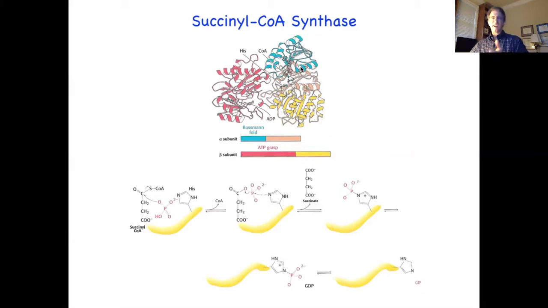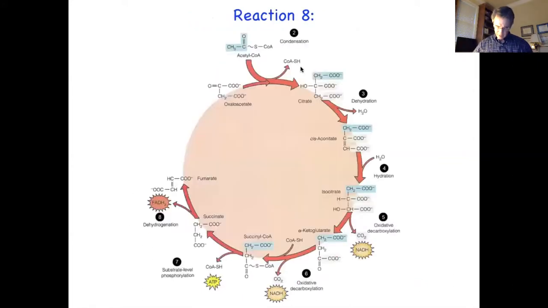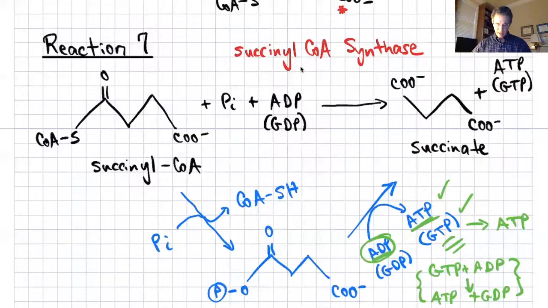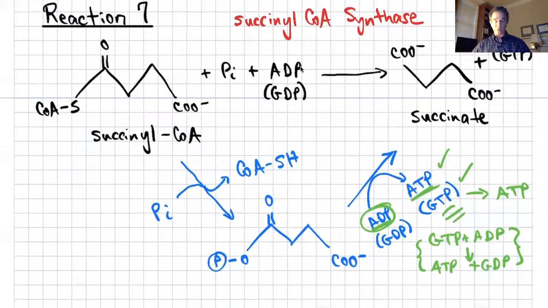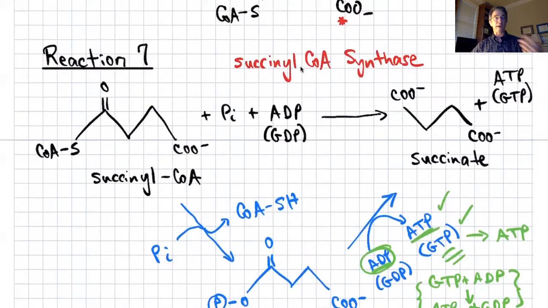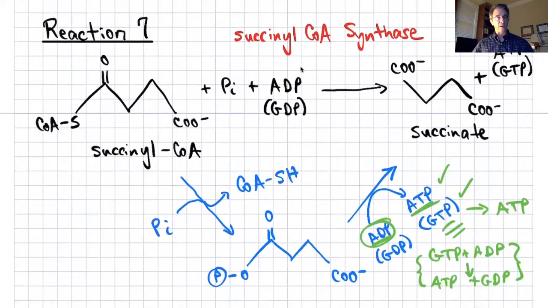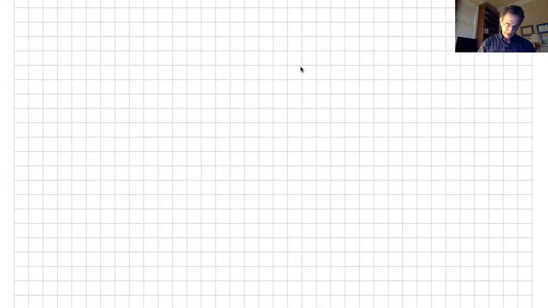Okay, so that's kind of cool. It's a neat structural wrinkle to this enzyme. That's about all I want to say about the mechanism of that enzyme. So that more or less completes reaction 7. We've made succinate. We've made our only actual phosphoester bond directly in the cycle, substrate level phosphorylation event. So let's go on and see if we can complete the cycle, right? So we'll go down here to reaction 8.